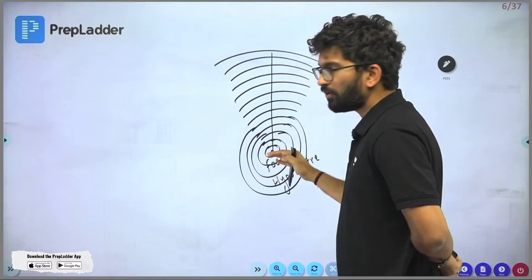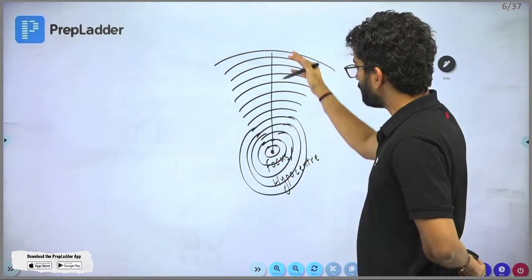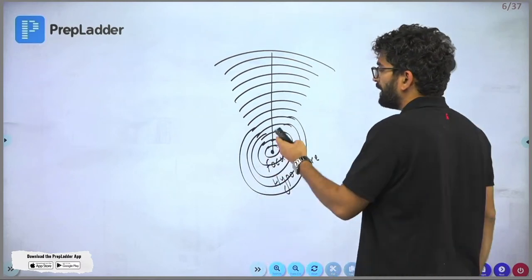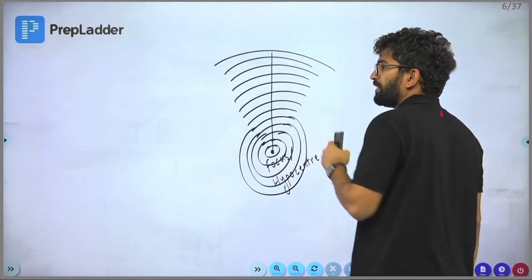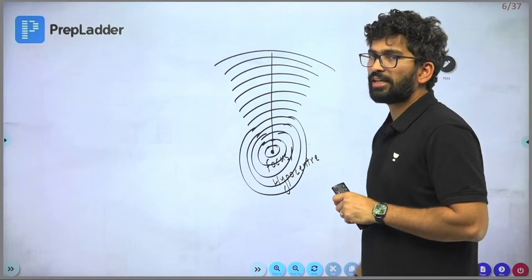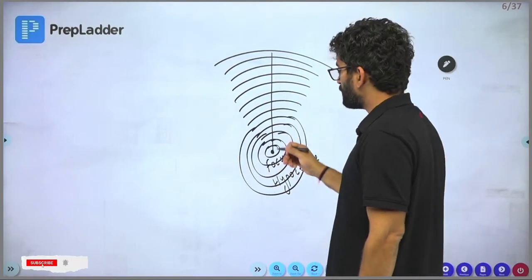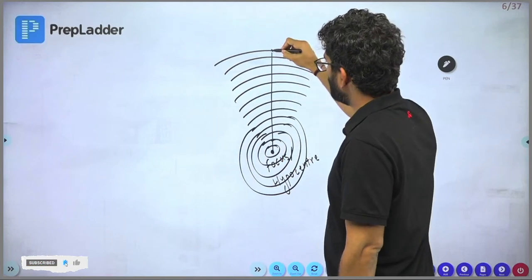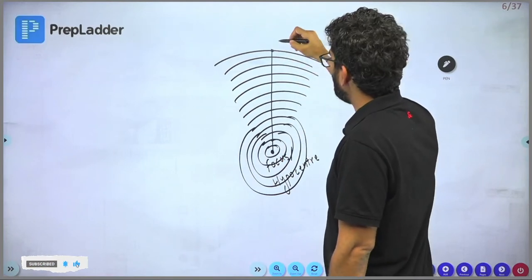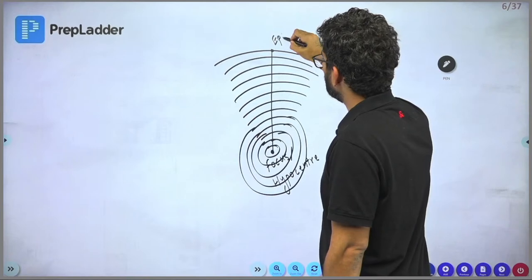So they will always travel in all the directions. But just because you have drawn it over here this way, I am showing that this wave is traveling all the way at the top. So this is nothing but what? These are the body waves, P waves and S waves, alright? As soon as it touches the surface, the place where it touches the surface is called the epicenter.